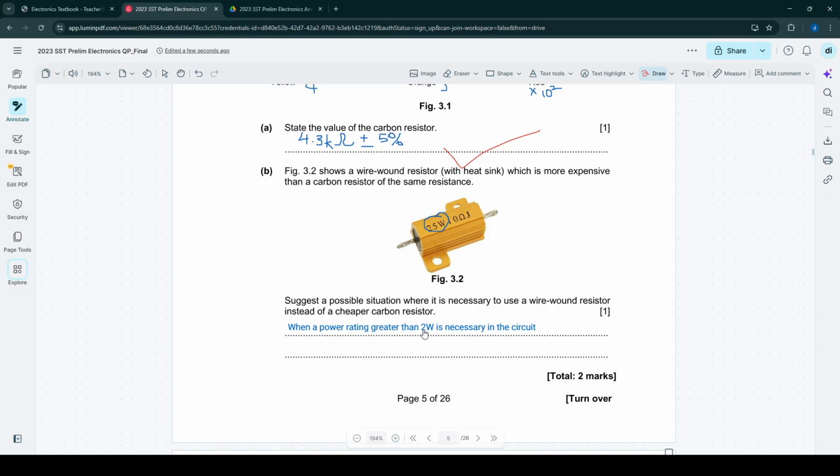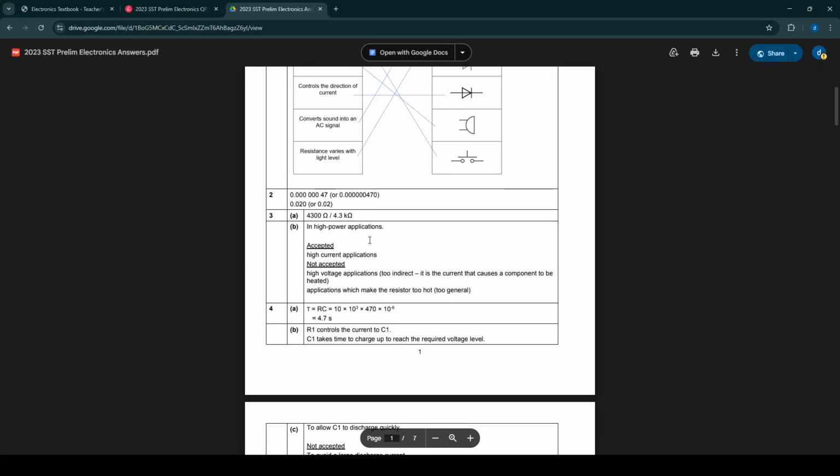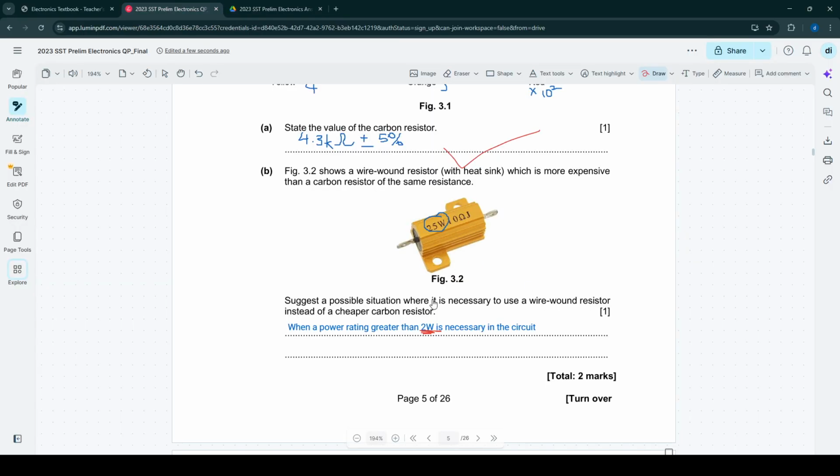That is the fact that you stated 2 watts. I mean, I would have preferred when a power rating greater than the normal power rating of a cheaper current resistor is necessary in the circuit. I would have gone for that. In higher power applications, yeah, that sounds even better. So I will give you the mark.